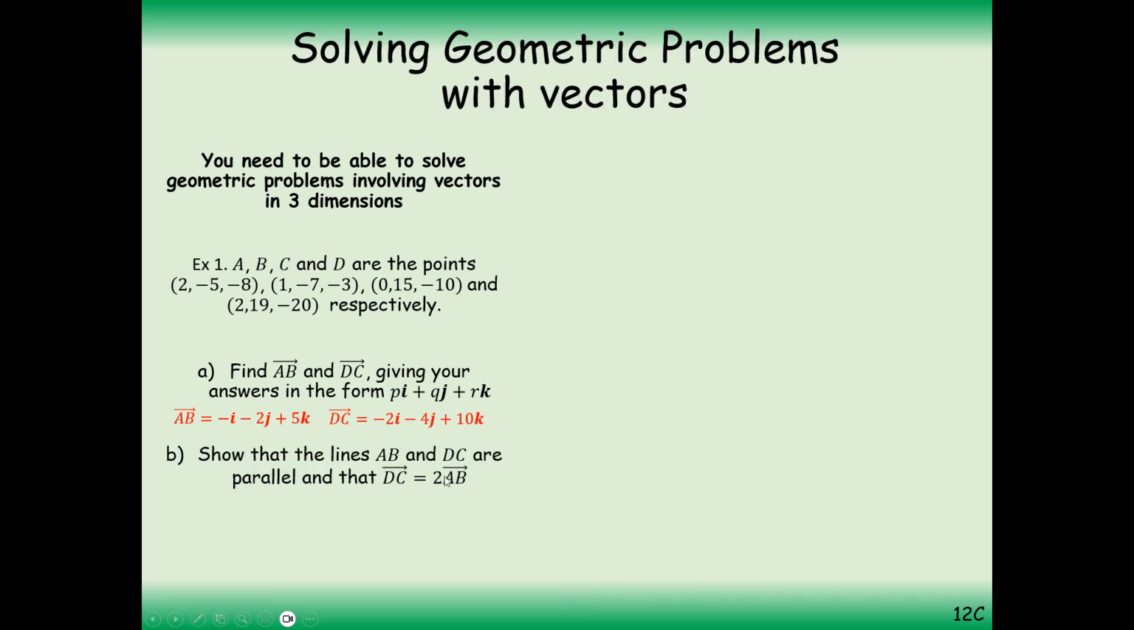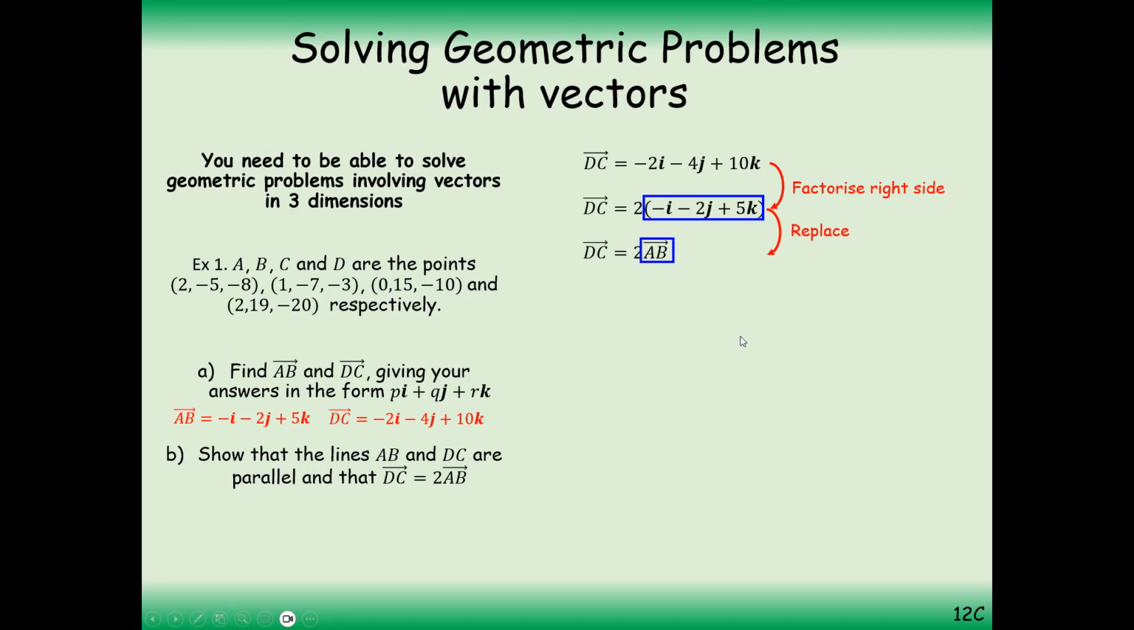In part B of the same problem, we've been asked to show that the lines A to B and D to C are parallel, and that DC is in fact twice the length of AB, or vector DC is twice AB. The length is not important at this stage. So, having written those vectors in column notation, we can factorize the 2 out of DC, and what we end up with is the definition of A to B. Well, that's good enough to show that these vectors are multiples of each other.